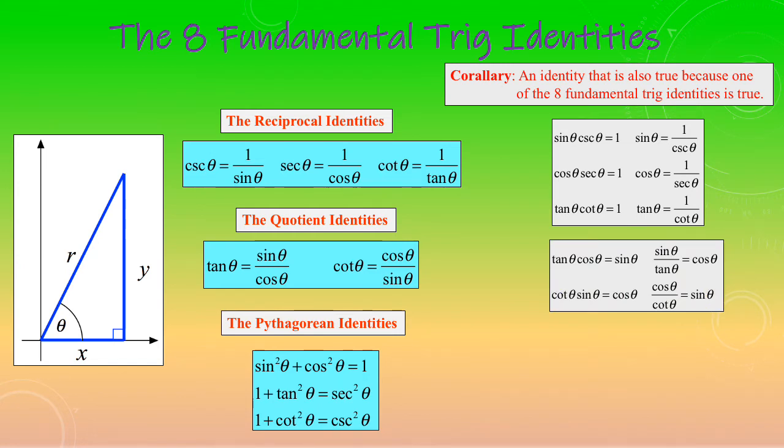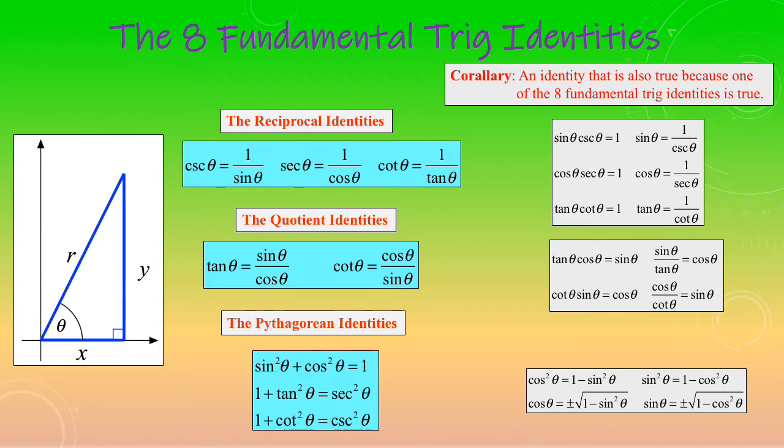For the quotient identities, cross-multiplying, we get tangent theta cosine theta is equal to sine theta, and therefore sine theta over tangent theta is equal to cosine theta. Or cotangent theta sine theta equals cosine theta, and therefore cosine theta over cotangent theta is equal to sine theta.